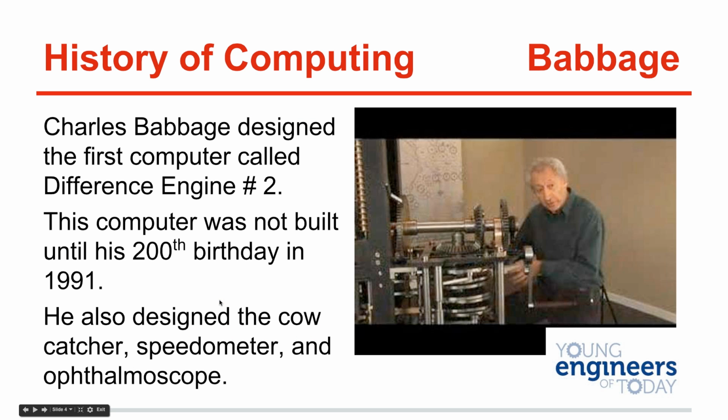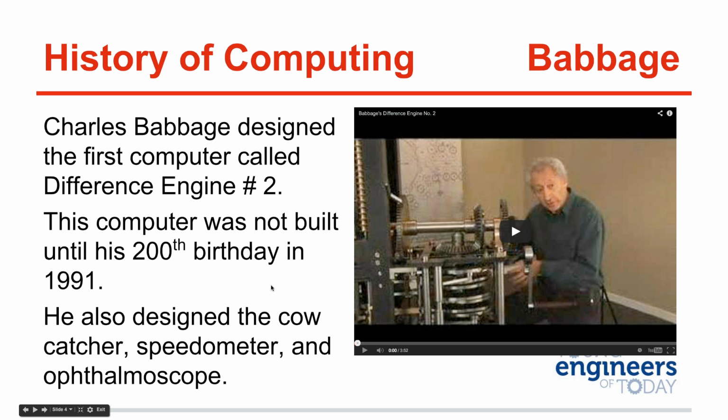What Charles Babbage designed is considered the first computer, called the Difference Engine 2. This computer was not built until his 200th birthday, but he designed it. Actually, it wasn't built. So we're going to watch a short clip about it. He also designed a cow catcher and a speedometer. The thing to know about Babbage is that he was a mathematician and an inventor. Those two things, you're going to start realizing, show that the basis of computers is tied into mathematics.